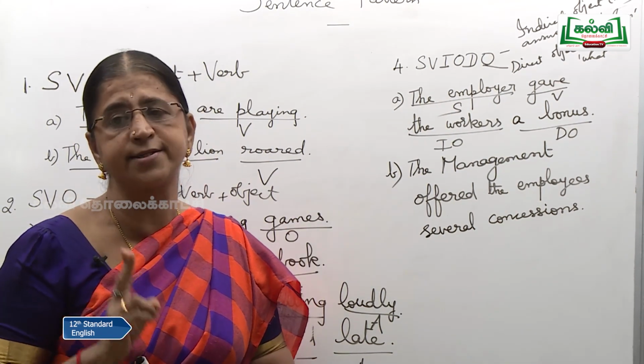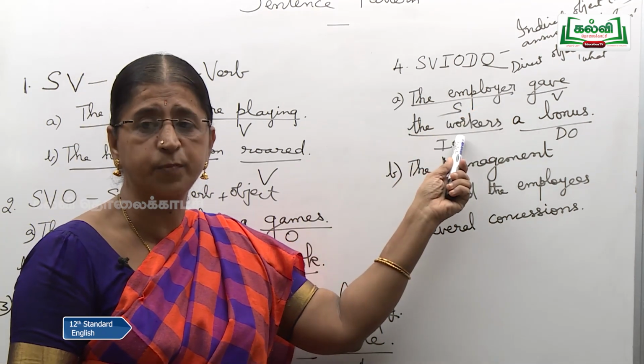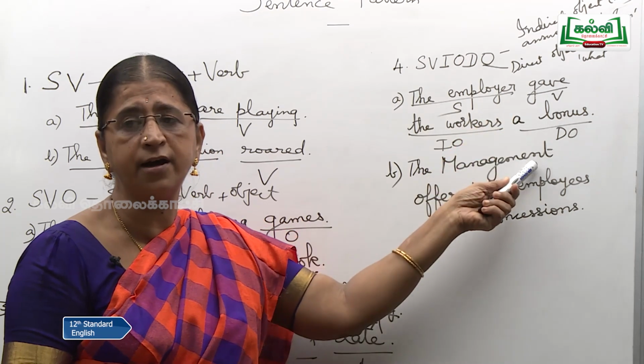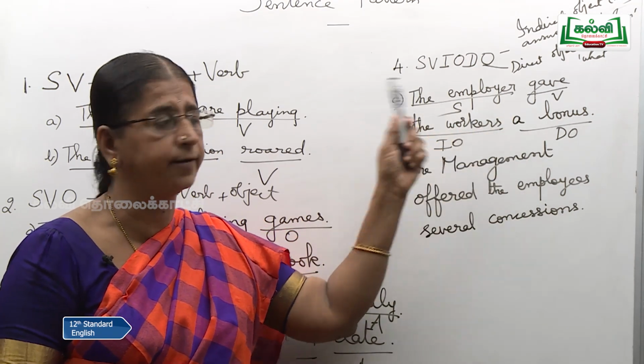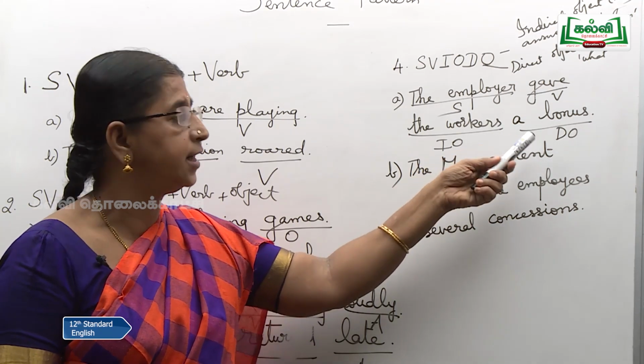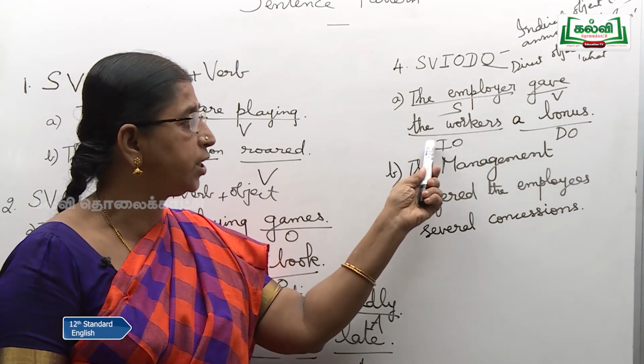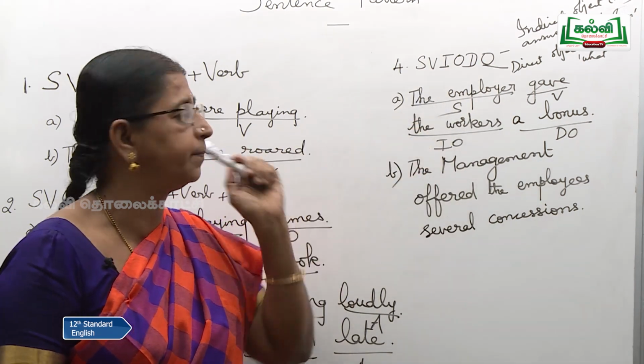You will get two answers in the passive. The workers, past tense, workers, plural. So, were given a bonus by the employer. That is answer number 1. Then if you use the direct object, a bonus, singular, past tense: a bonus was given to the workers by the employer.